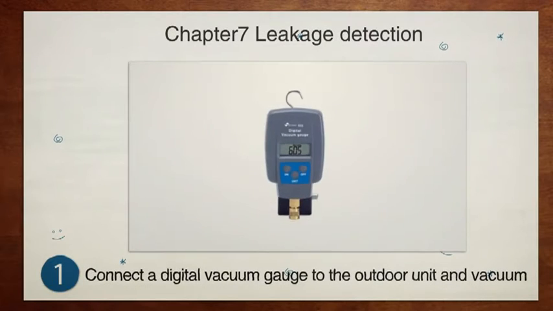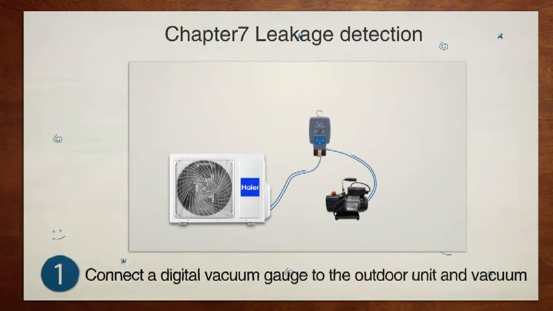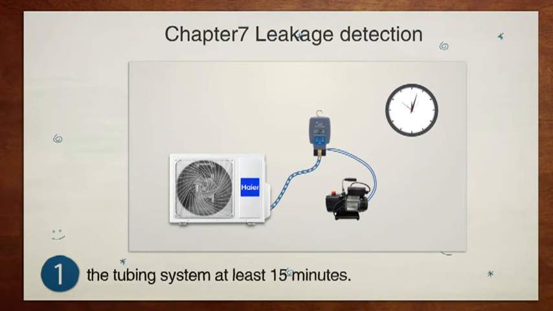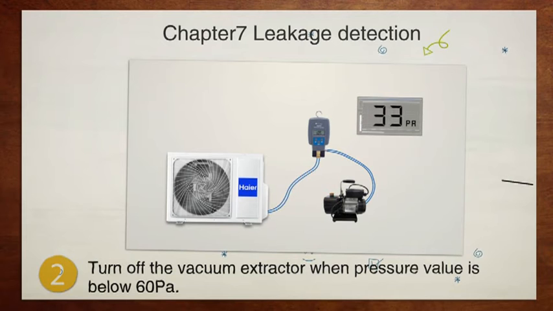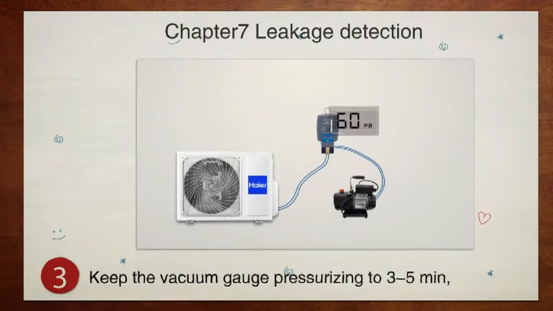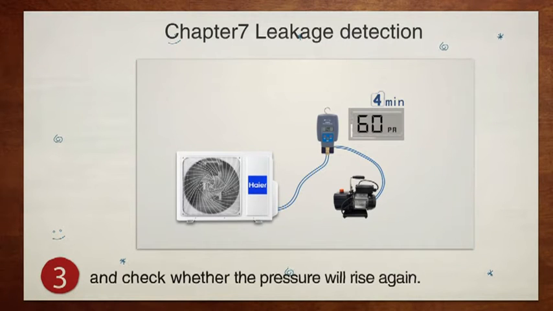Number 1. Connect a digital vacuum gauge to the outdoor unit and vacuum the tubing system at least 15 minutes. Number 2. Turn off the vacuum extractor when pressure value is below 60 Pa. Number 3. Keep the vacuum gauge pressurizing for 3 to 5 minutes and check whether the pressure will rise again.